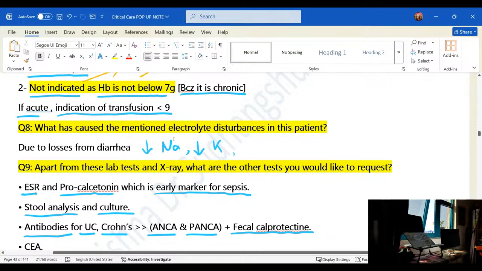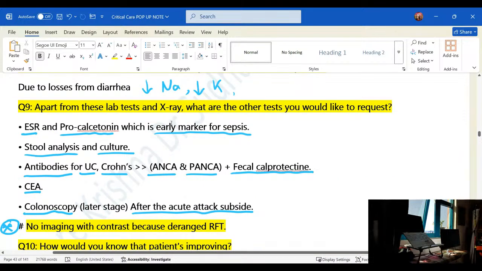Hyponatremia and hypokalemia because of the loss from the diarrhea. I will request ESR and procalcitonin, which is the early marker of sepsis, and stool analysis and culture. Mainly, this is ulcerative colitis, right? Ulcerative colitis. So we are now doing ANCA, PANCA, fecal calprotectin, CEA, and ultimately colonoscopy.